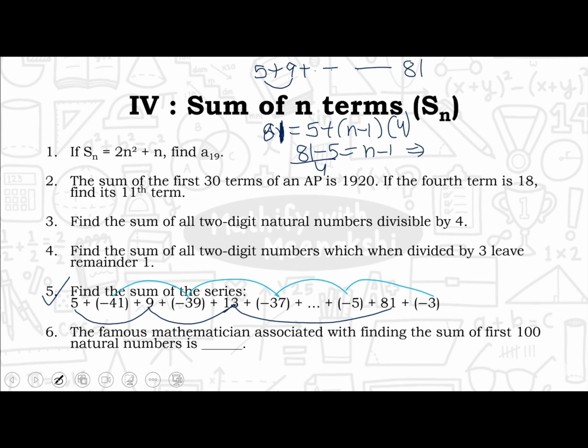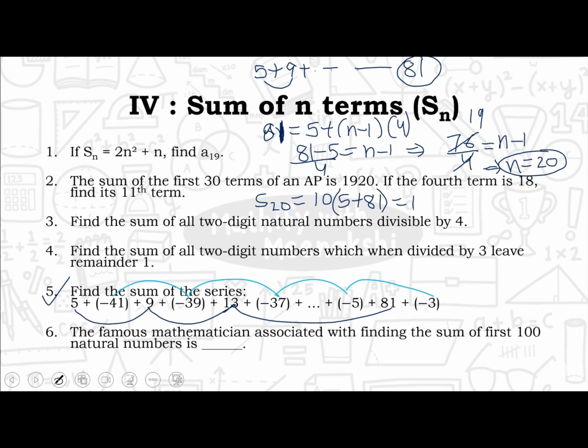Now, what is 81 minus 5? That is 76 by 4 is equal to n minus 1. Now, 76 by 4, that is 19. So, n is 19 plus 1, you can say 20. Now, for finding the sum, you will find S20. Simply write 20 by 2, that is 10 into a plus an. A is 5 and an is 81. So 5 plus 81. That means 10 into 86. That is 860. So now you know the sum for this AP, positive ones.